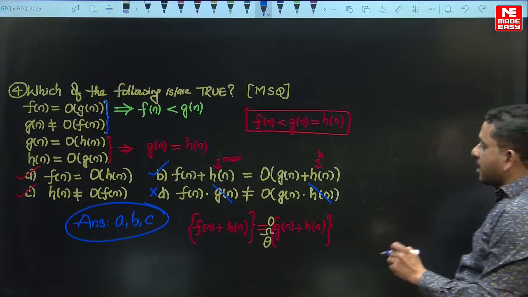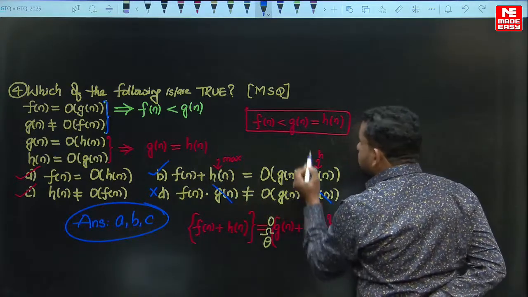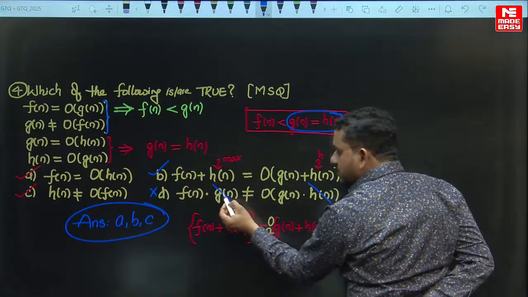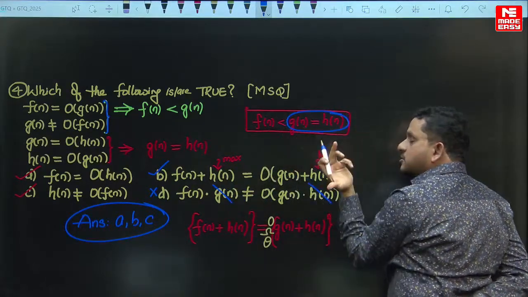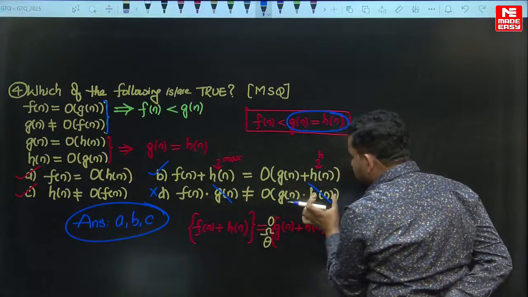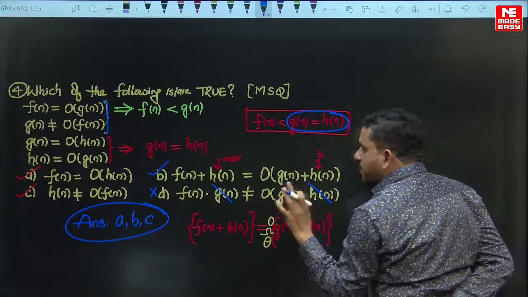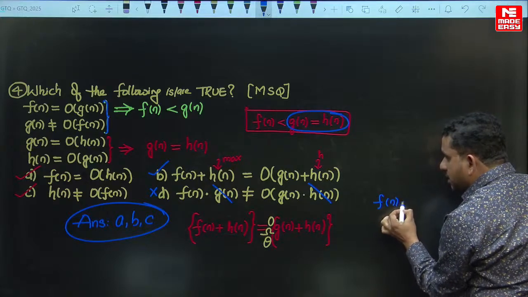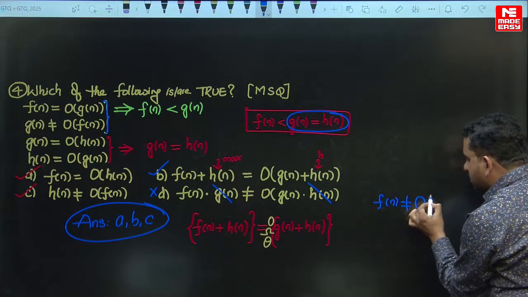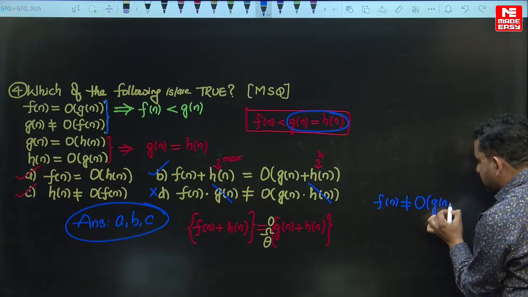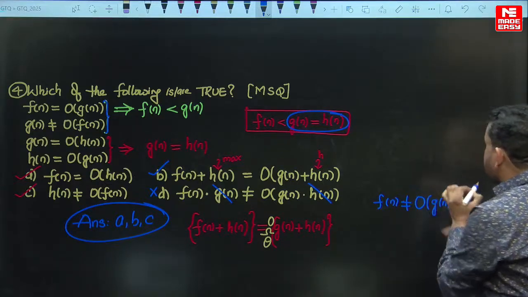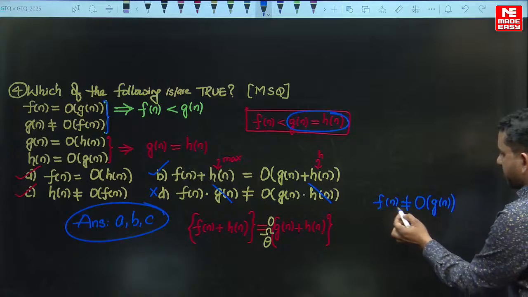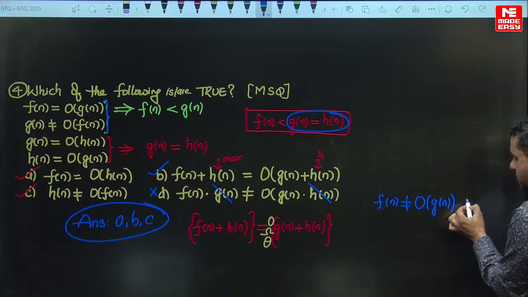So option D: g and h are asymptotically equal. That means if g of n is n square, h of n is also n square, and if you remove the common factor n square, then what it is saying, that f of n not big O of g of n, is false, because f of n is asymptotically smaller than g of n.